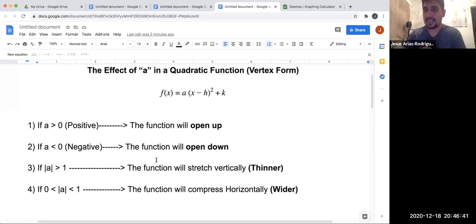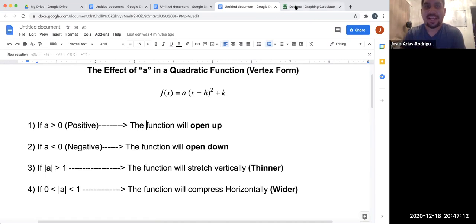Now for the third case, if you notice, we have this absolute value symbol. So what the absolute value means is that this value of A could be either positive or negative. As long as this value, numerically speaking, is bigger than 1, what would happen is that the function is going to experience a stretch vertically, which means that the function will be kind of closing down and becoming thinner.